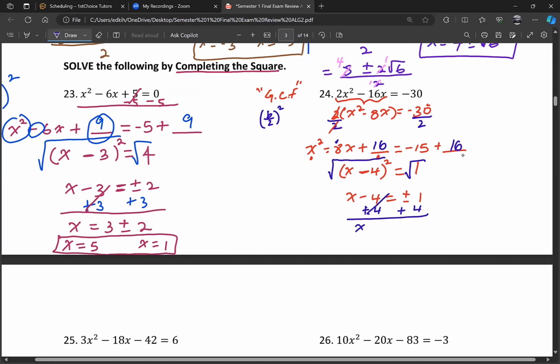We have x equals 4 plus or minus 1. So x equals 5 and x equals 3. Those are the two solutions to that problem.